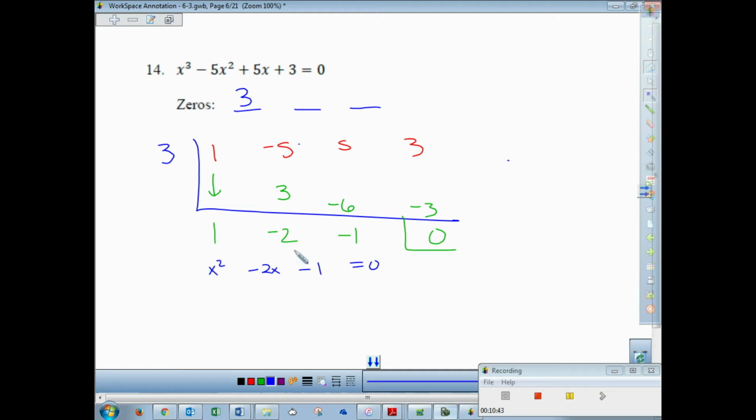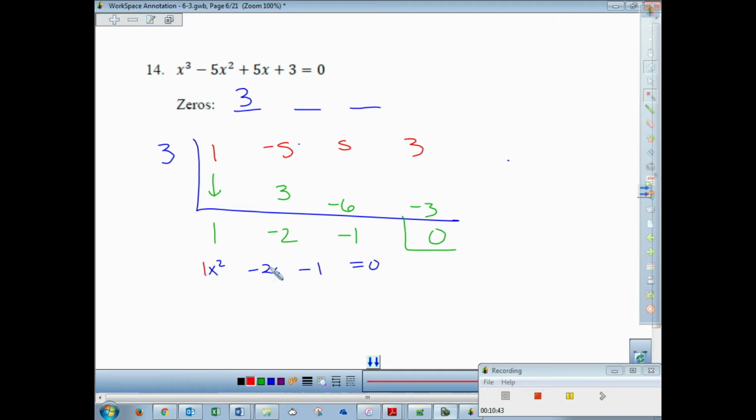Irrational. None of these will factor when those are irrational. The only things that factor are rational solutions. So you could either use the quadratic formula, if you want to use it, or you could complete the square. It doesn't matter to me.